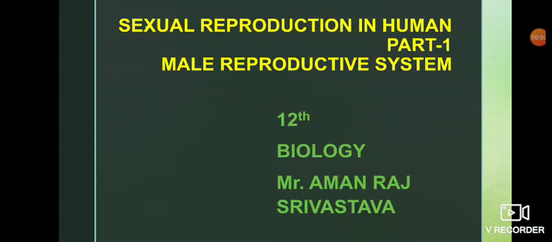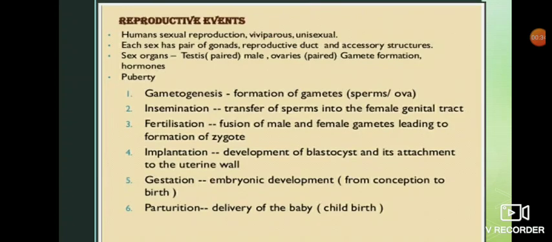This is my first video related to subject biology, and in this video I have started the human reproduction chapter, chapter 3 of NCERT. This is an important topic and it will be very helpful for class 12th or even competitive exams like NEET. Now today we are discussing the most important topic, human reproduction. As you know, humans are sexually reproducing and viviparous.